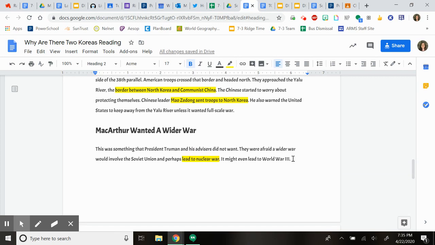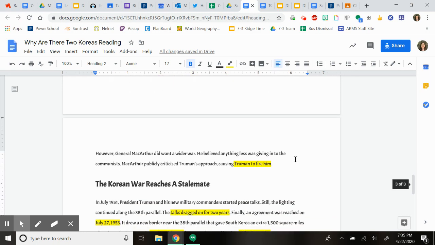MacArthur wanted a wider war. This was something that President Truman and his advisors did not want. They were afraid a wider war would involve the Soviet Union and perhaps lead to nuclear war. It might even lead to World War III.